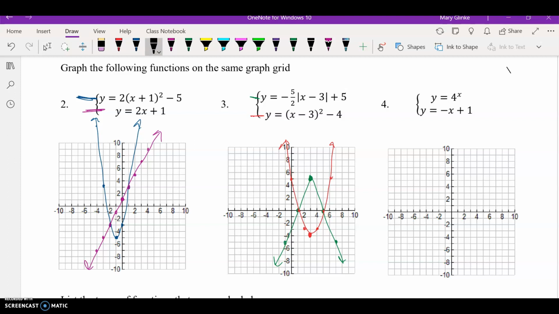For number 4, you have an exponential function, so we needed to make a table, -1, 0, and 1, 1 over b, 1, and b. And as we graph those ones, this is what your exponential function should look like. And then your linear function has a slope of -1, so that other one should look like this.